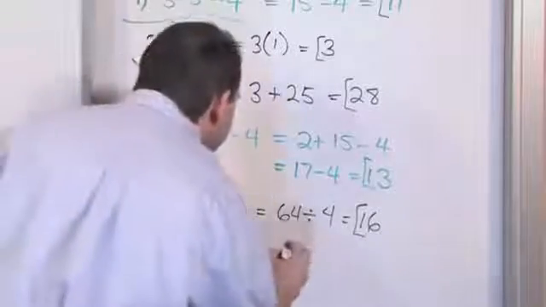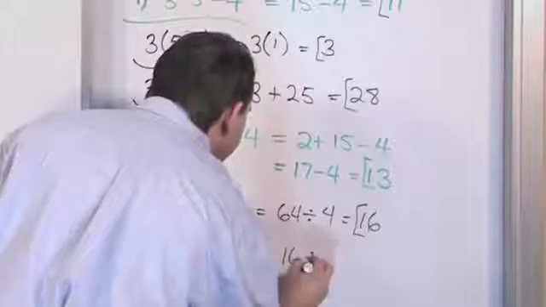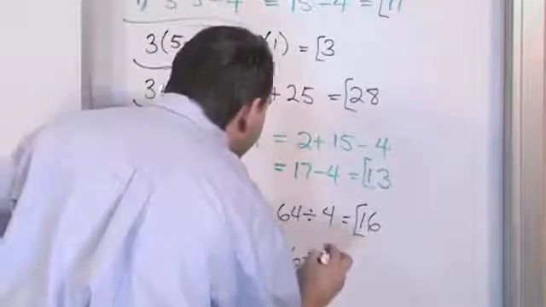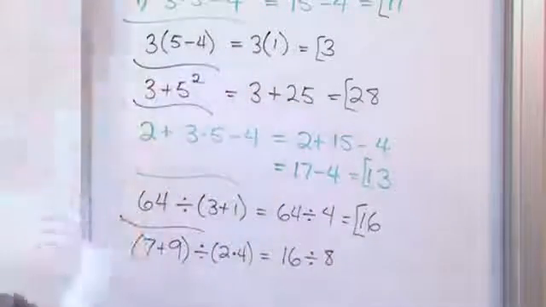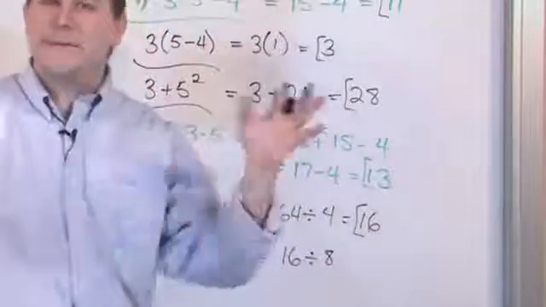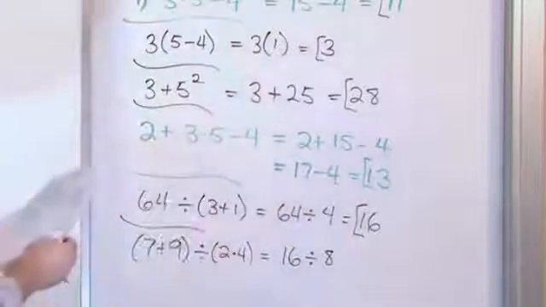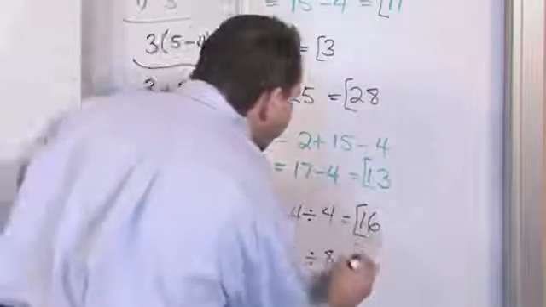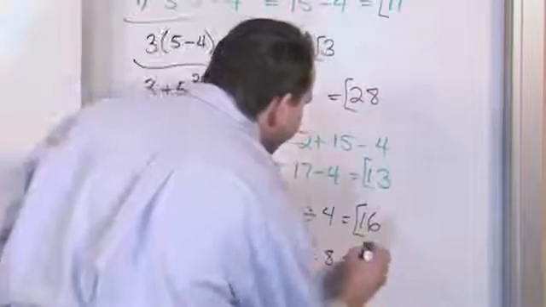7 plus 9 is 16, divided by 2 times 4 is 8. We must do what's in the parentheses first. We did do them first, we just did them at the same step. That's okay to do. All right, so we have 16 divided by 8. There's nothing else to do here, so we have 2.